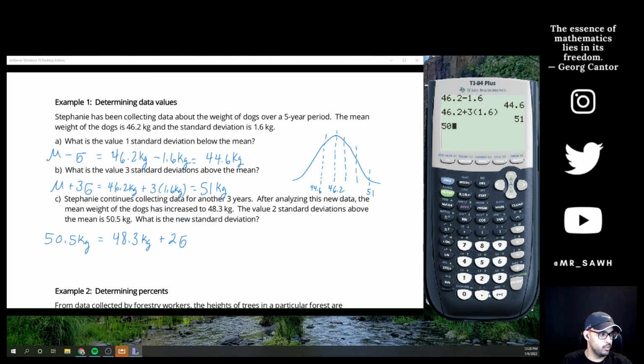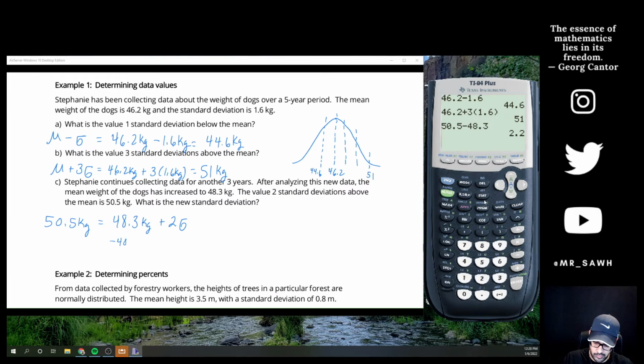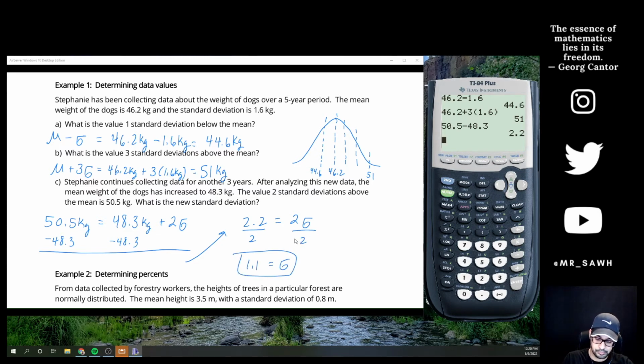So we'll do 50.5 minus 48.3. So I'll write that step in here too. So it's minus 48.3 on both sides. And it will leave us in a place that says, well, 2.2 is equal to 2 standard deviations. Well, I don't want 2 standard deviations, I only want 1. And this functions the same way as any other equation. I can divide both sides by that coefficient of 2, and I will now know that the new standard deviation is 1.1. Right? There's my new standard deviation, 1.1.